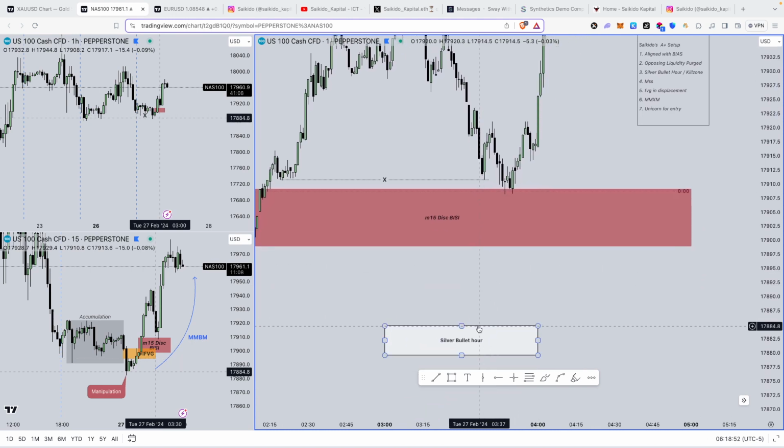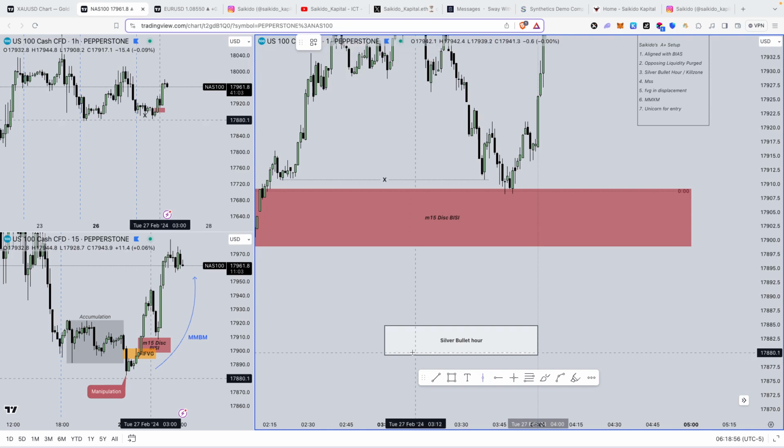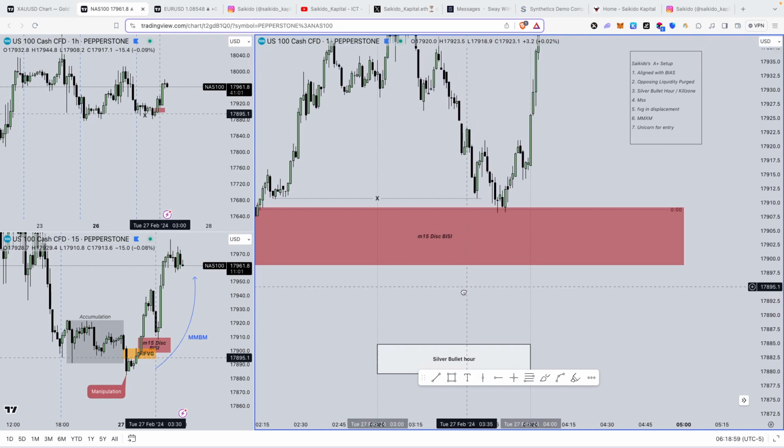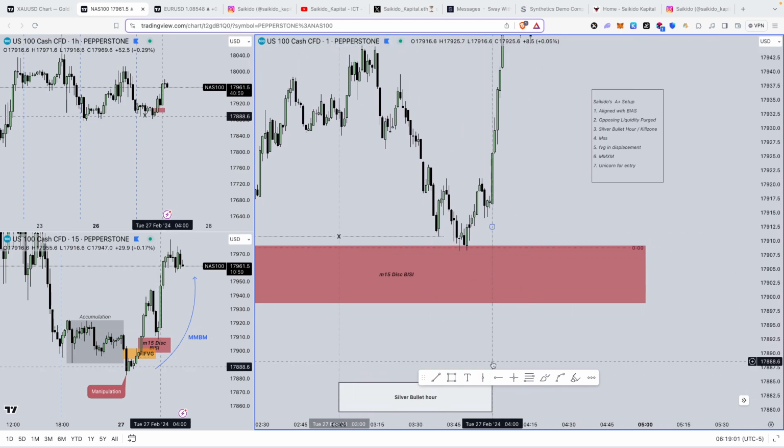This is already during the silver bullet. I'm just going to put my vertical lines here. Everything was happening inside the silver bullet, okay? So that I trust. This is how you do your checklist.